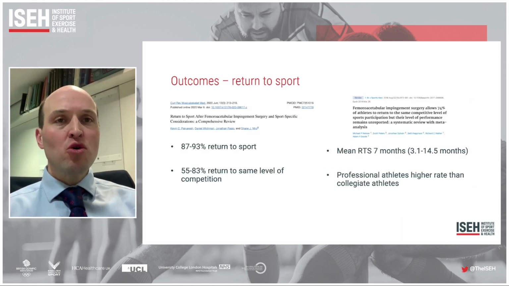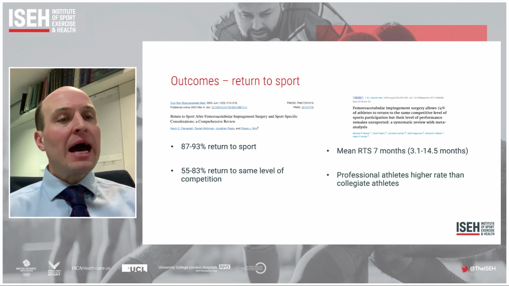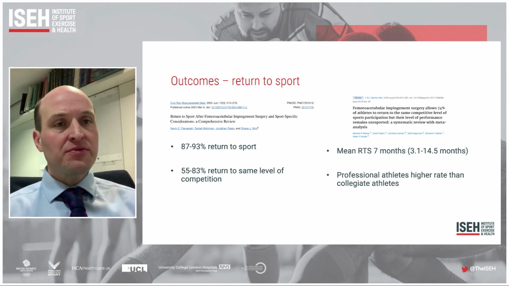Mentioning briefly return to sport, a good proportion of patients treated surgically for femoroacetabular impingement will return to sport, perhaps as much as 9 out of 10. A lower proportion will return to the same level of competition. Return to sport can, however, take a long time. It can take almost a year for patients to be able to return to sport. And that's important to understand at the beginning of their journey, that their rehabilitation after these conditions is significant. And professional athletes have a higher rate of return than collegiate athletes.